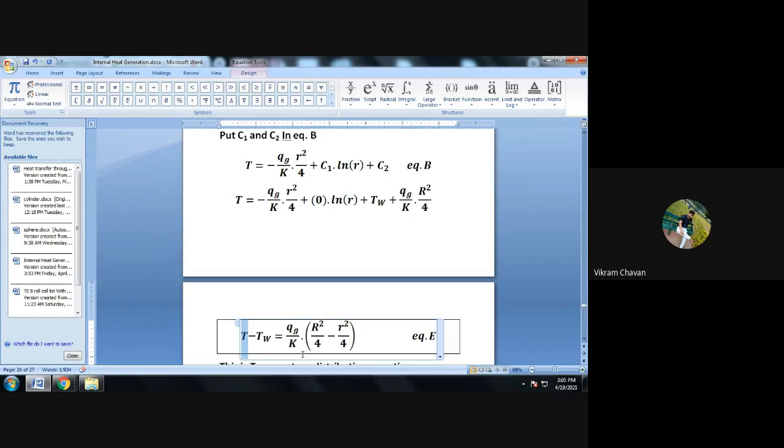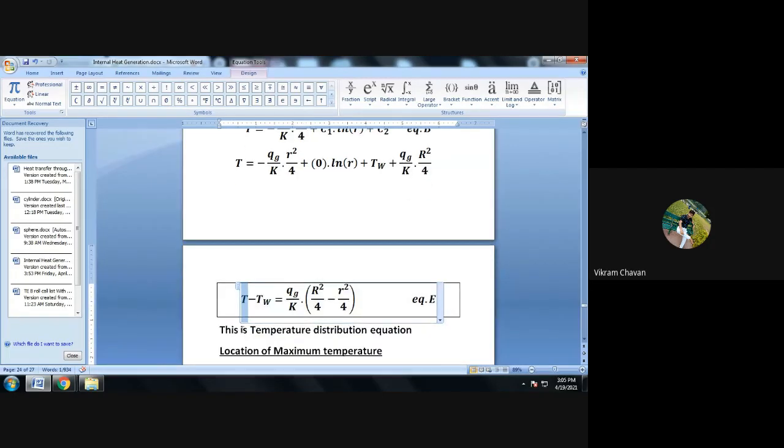Okay, so T minus Tw is equal to Qg divided by K multiplied by r square divided by 4 minus capital R square divided by 4 minus small r square divided by 4. Or you can take 4 common, no problem. So Qg divided by 4K multiplied by, in bracket, capital R square minus small r square. So this is our temperature distribution equation.